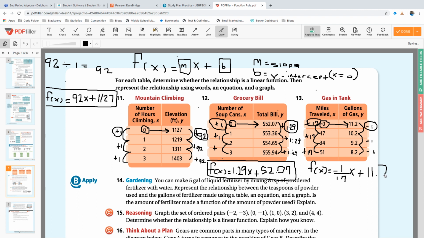All right, guys, we talked about how to create a function rule. We just created 3 function rules. So at this point, you know input and output, you know how to find the patterns, and now you know how to create a function rule. That's all I got. It's been real. Hopefully you enjoyed the lesson.